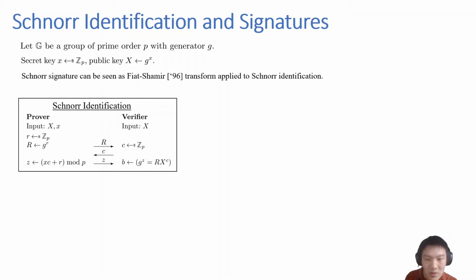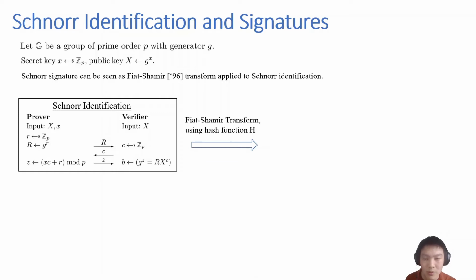Upon receiving the commitment R, the verifier will choose a random challenge c from Z_P and return it to the prover. The prover, upon receiving the challenge c, will compute a response z as follows. The response z is computed exactly to make the verification equation hold. The verification equation is G to the z is equal to R times big X to the c. Upon receiving the response, the verifier will check that the verification equation indeed holds.